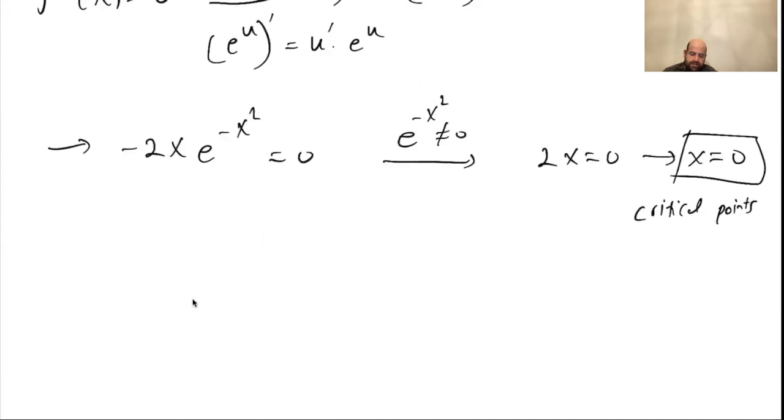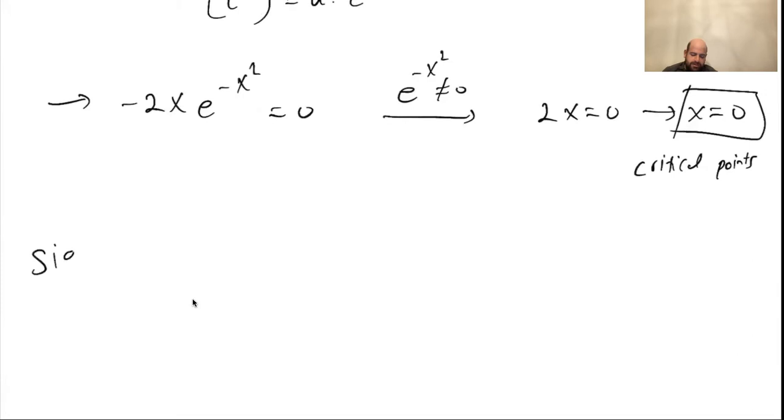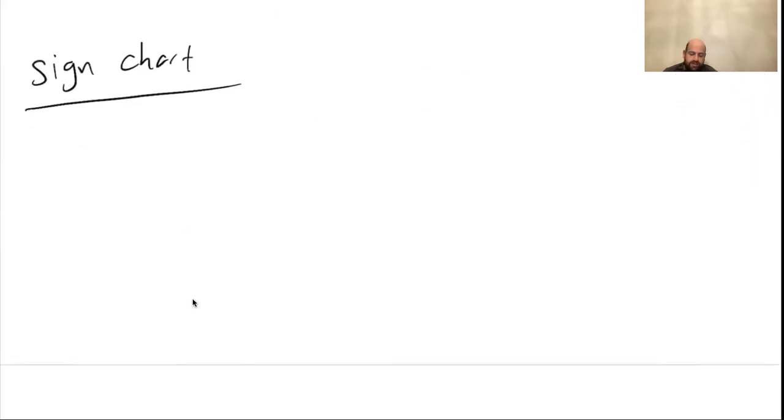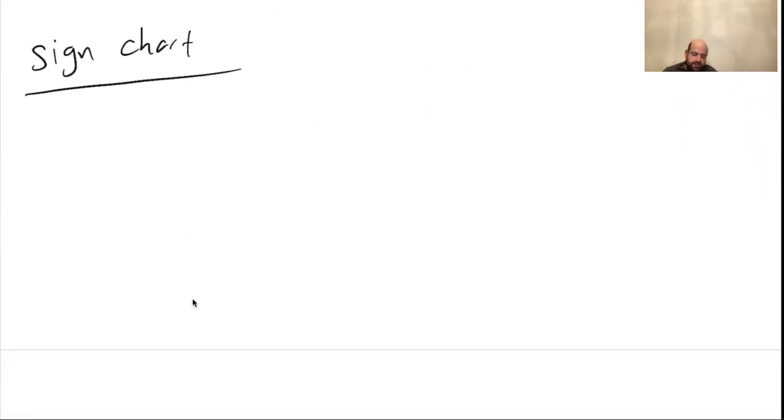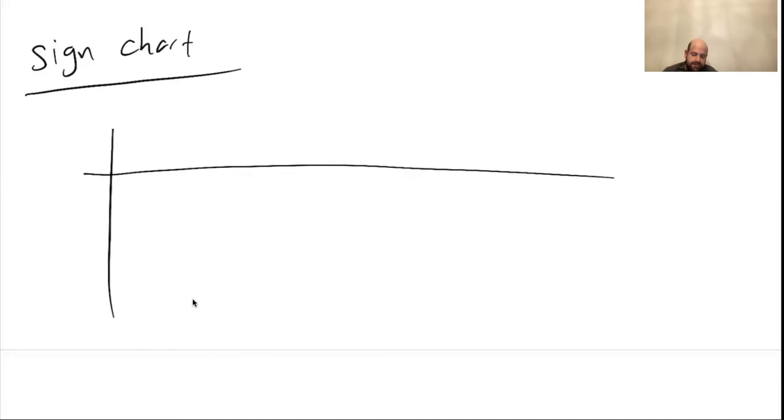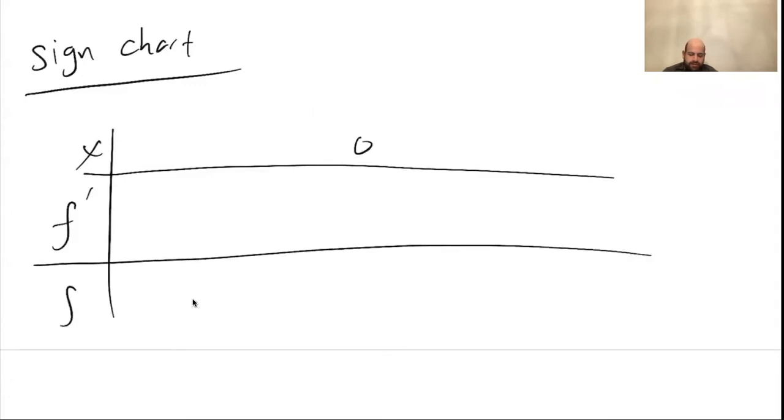Now let's look at the sign chart, which is basically the first derivative test. And that will help us determine whether this critical point is a local max or min or neither. So these are the x values here. And we have only one critical point here, which is 0. And then f prime here, and then f here. So f prime becomes 0 here.